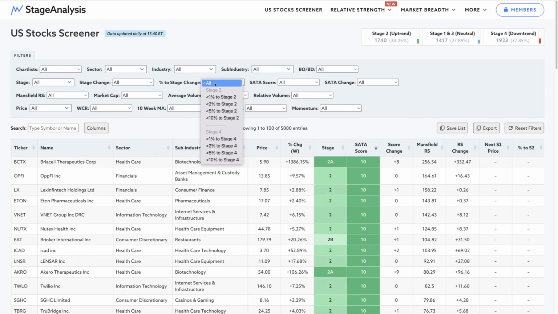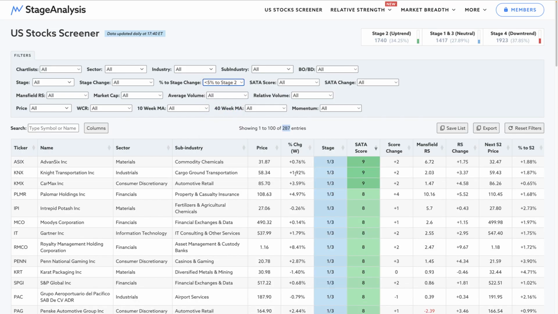So the percent to stage change is a real big one. As I said, you can just look for stocks. You could use it on its own, or you could use it with various other filters as quality filters. One way that I think would be a good way to start using it would be looking for stocks that are less than 5% to their stage 2 level.